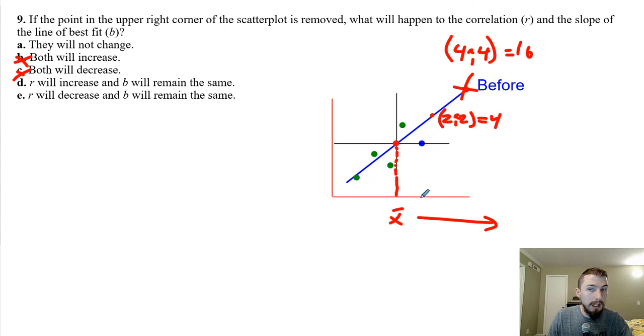So this point had leverage because it was very far away from the average x. It had a very large z-score for the x, but it did not actually have influence because it did not change our slope, or increase or decrease our slope when we removed it, because it fell in line with all the other points. But it did increase our correlation coefficient, because without this point, it would not be nearly as strong of an association. So the correlation will decrease, but the slope will remain the same. So this would be E. And we would say that this point was not an influential point. It had leverage, but it was not influential. That's how we'd explain that.